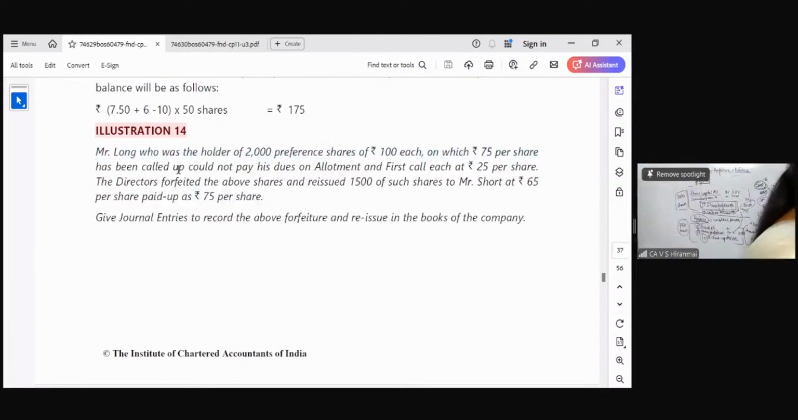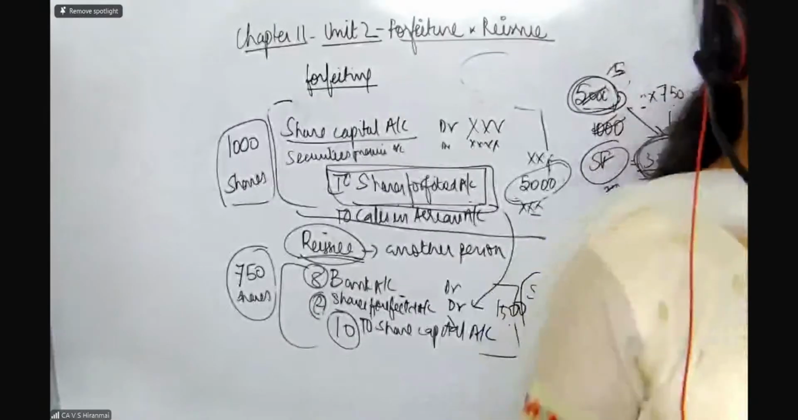So he could not pay his dues on allotment and first call, each at 25 per share. The directors forfeited his shares and reissued 1500 of such shares to Mr. Short at 65 per share, paid up at 75 rupees. So give the journal entries.